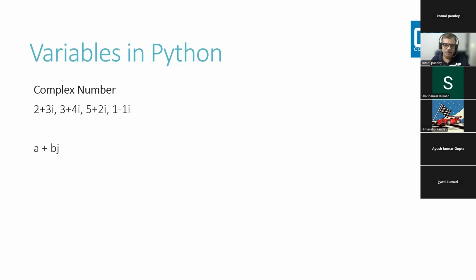So the complex data type represents numbers with both real and imaginary parts. In the Python programming language, to work with these complex numbers, i is represented with j. A complex number is written as a plus bj. So in place of 2 plus 3i, you would be writing 2 plus 3j in Python, where a is the real part and b is the imaginary part. So let's go to the Jupyter Notebook.